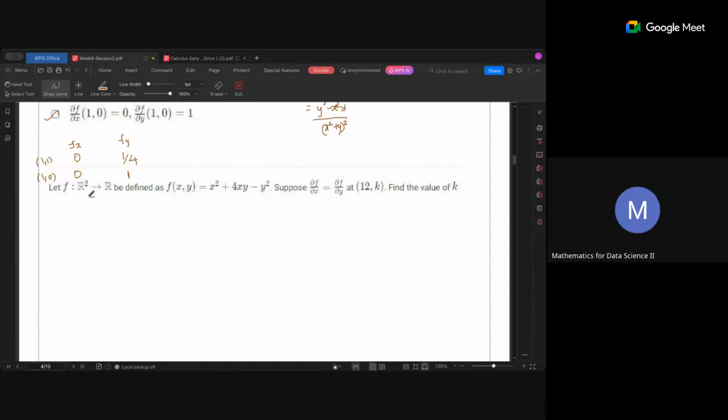Let f from R2 to R be defined as f of x comma y. Now, this is a function and you are given that fx and fy are the same at this particular point. Using this information, you have to find k. So what is fx from this?